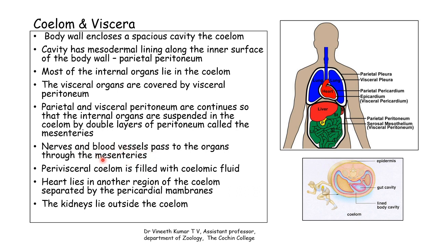Previously, mesenteries were considered as part of the coelom, and now they have been given the status of an organ. Mesentery is now considered a separate organ. The perivisceral coelom is filled with the coelomic fluid. The white space is the perivisceral space that is filled with the coelomic fluid. The heart lies in another region of the coelom, which is separated by the pericardial membrane. That's why I said that it has a special membrane other than the visceral peritoneum of the lungs. The kidneys lie outside the coelom.